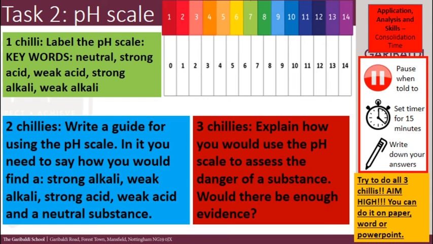And then the hardest, or the most challenging, is 3 chilies. I want you to explain how you would use the pH scale to assess the danger of a substance. Would there be enough evidence? So you are going to aim to do all 3 chilies. You want to aim high.